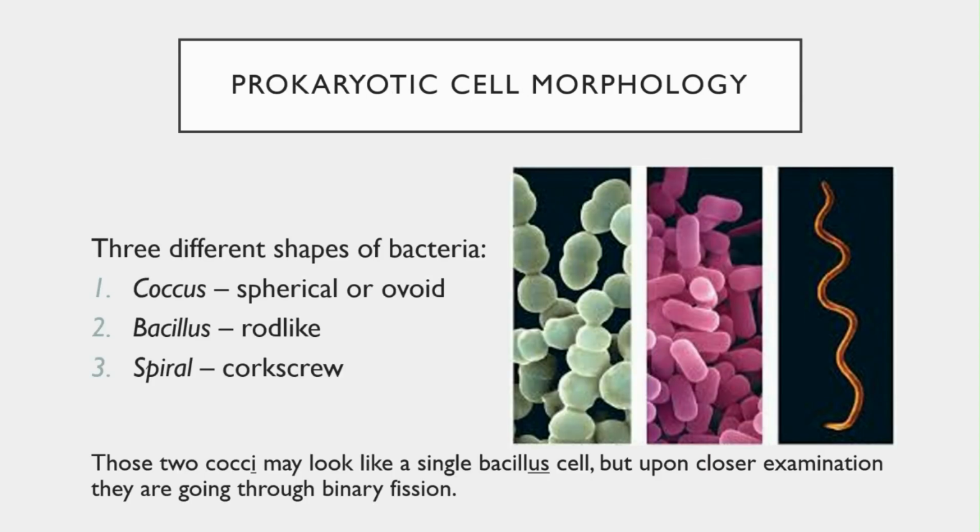A little note to remember while we're talking about these words: if the word ends in us, it is the singular form. That bacillus is rod-like in shape. If the word ends in i, it is the plural form. We can see the difference in the following example. Those two cocci may look like a single bacillus cell, but upon closer examination, they are going through binary fission. In this example, cocci is a plural form of coccus, and bacilli is the plural form of bacillus.